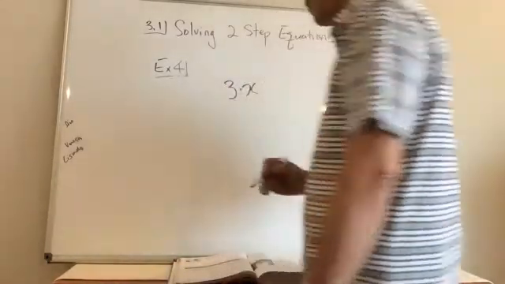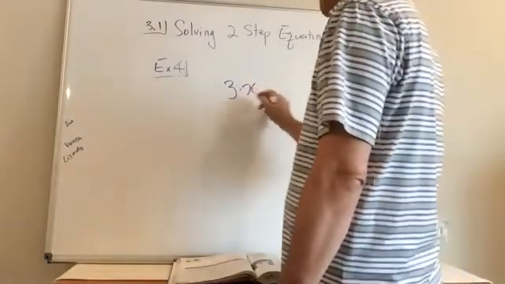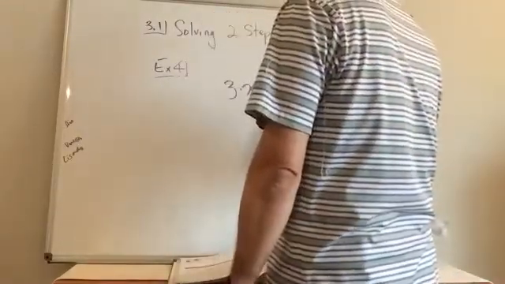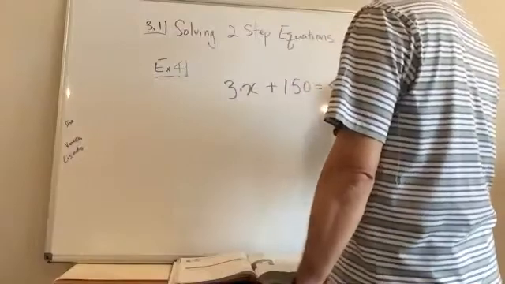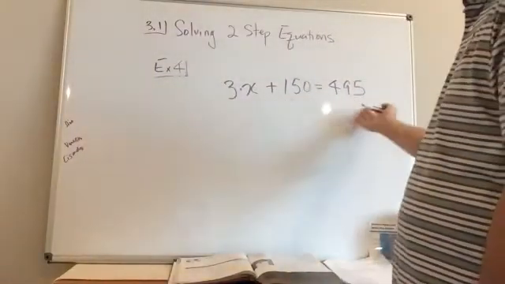So I don't know how much I'm paying per month, but I'm going to do that 3 times. But not only am I going to pay that, I'm also going to pay the down payment. What was my down payment? My down payment was $150, and this has to be equal to the total purchase price, which was $495. So this is what we're trying to solve.